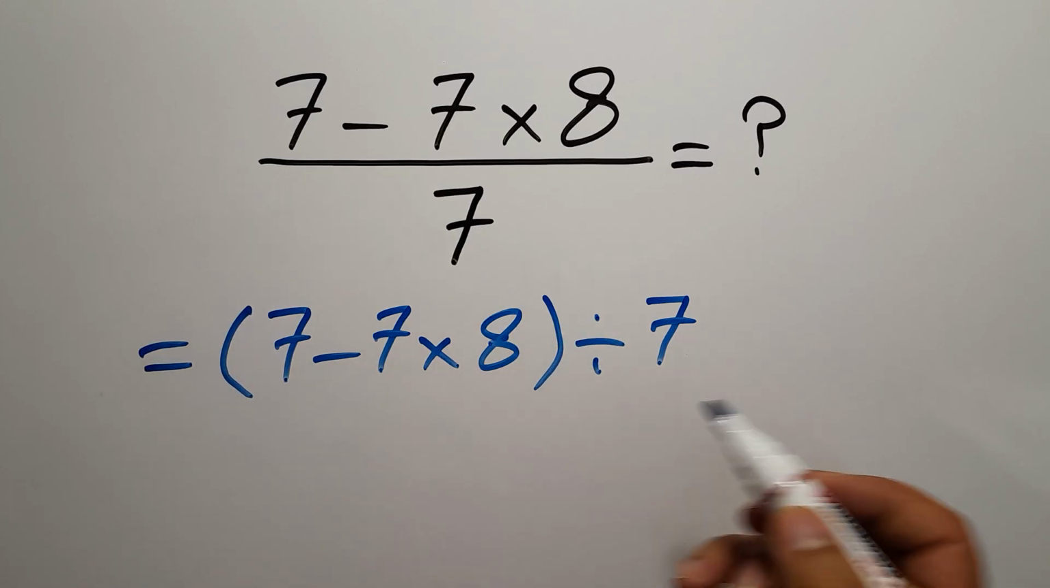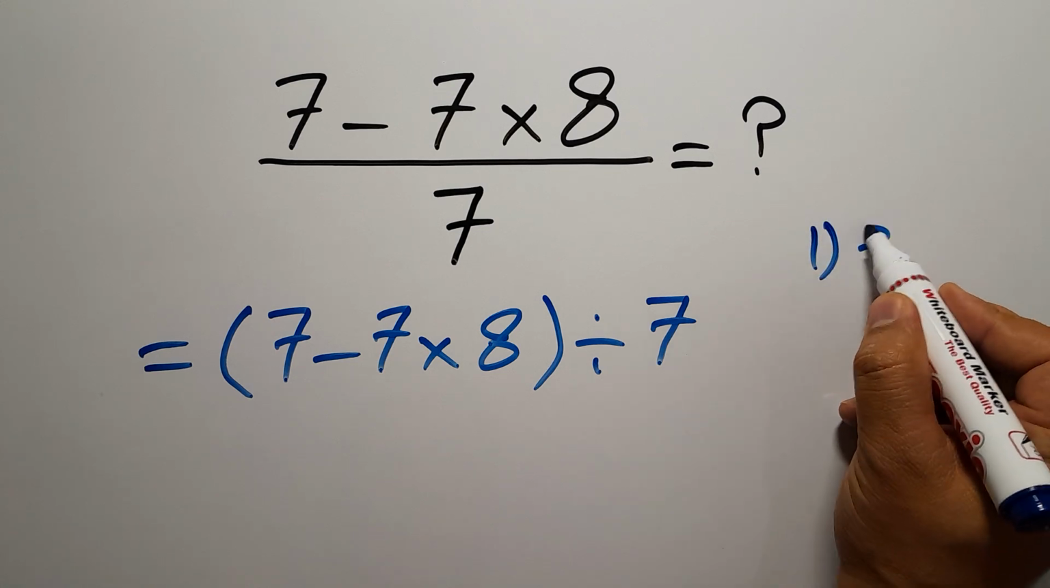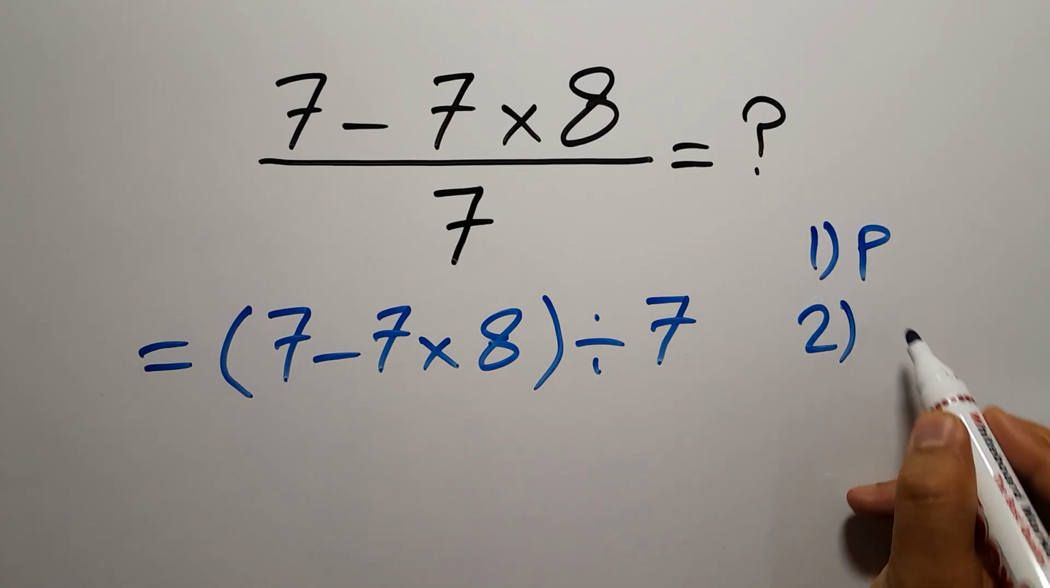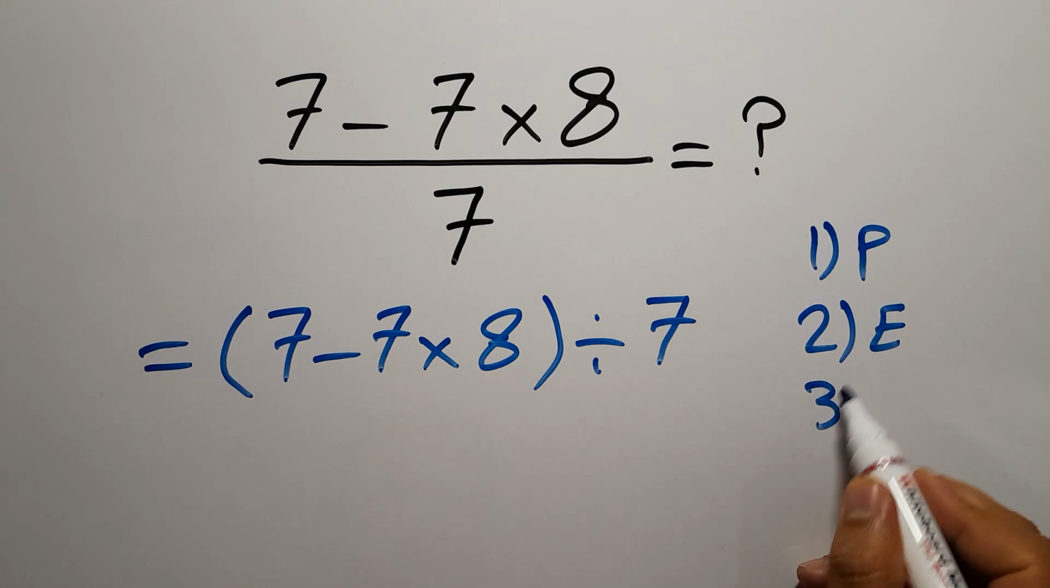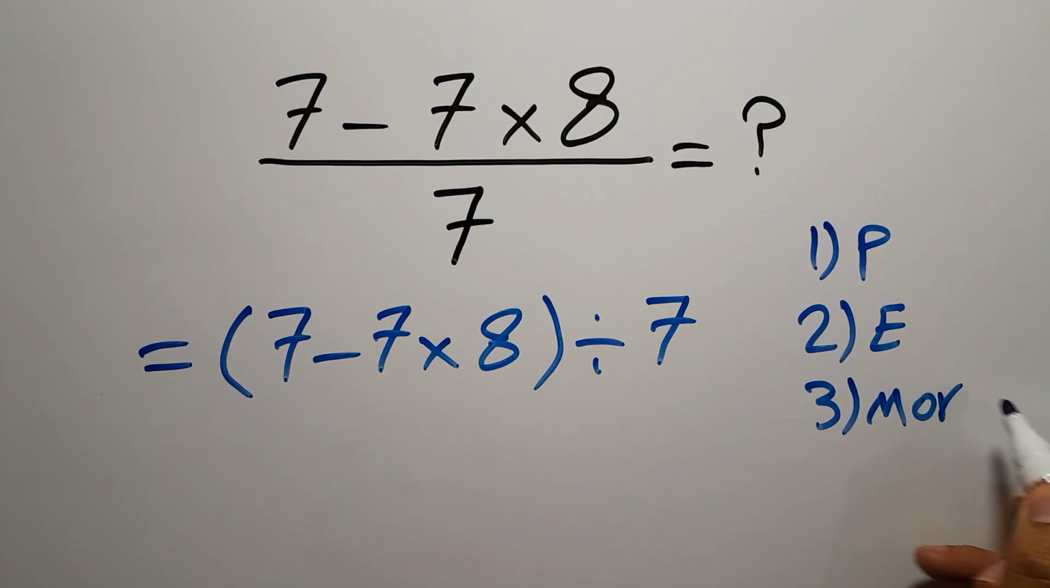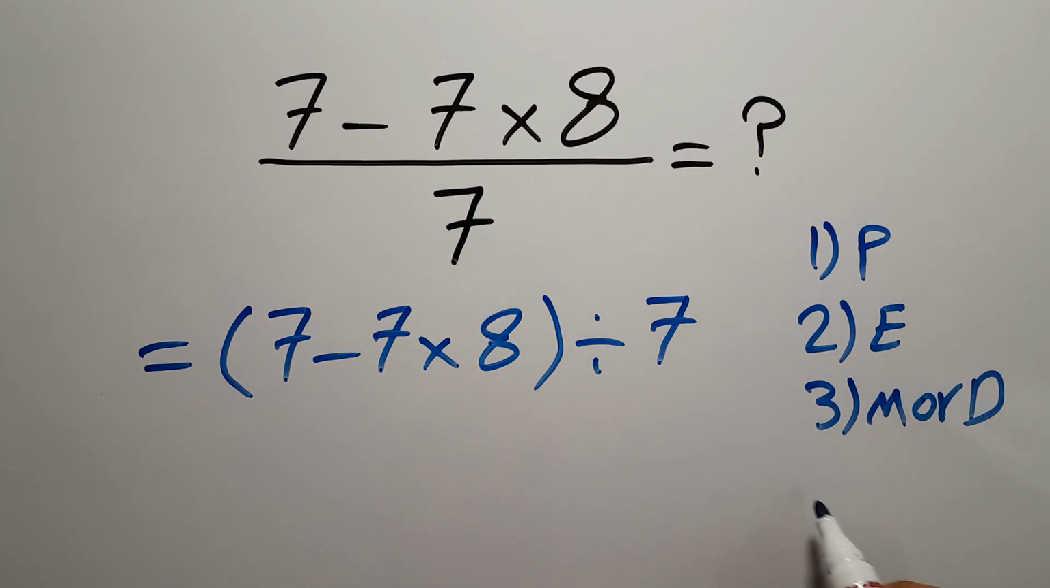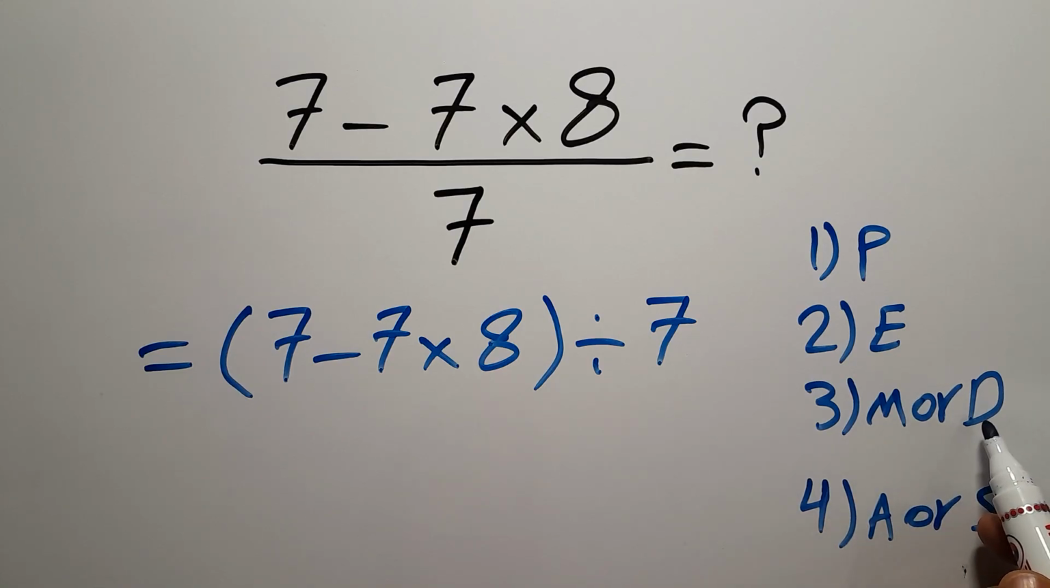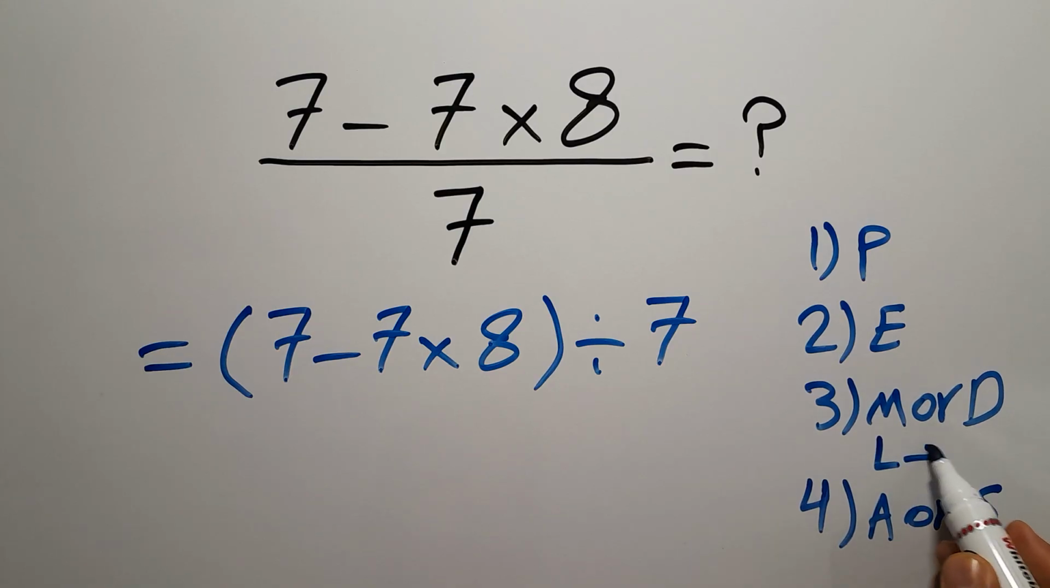According to the order of operations, first we have to do parentheses, then exponents, then multiplication or division, and finally addition or subtraction. Remember that multiplication and division have equal priority and we have to work from left to right. And the same applies to addition and subtraction.